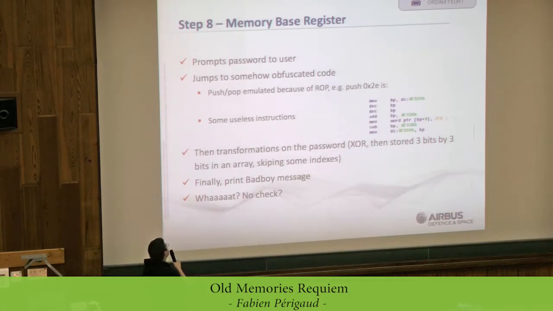After this code, we can see some transformations on the password entered by the user. It's first XORed, then it's stored 3 bits by 3 bits in an array, and it skips some indexes in the array in which there are already some values. And finally, it prints the bad boy message, telling us that we lose. That's a bit weird because there hasn't been any check on the password.